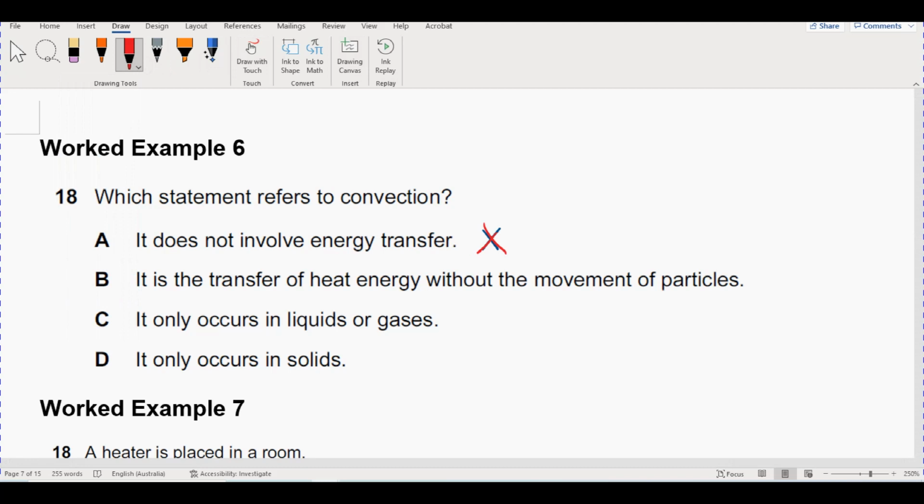It is the transfer of heat energy without movement. Without movement, no. That means conduction then. It only occurs in liquid or gases. Yes. It only occurs in solid. Sorry, no. Okay, so it's very basic.